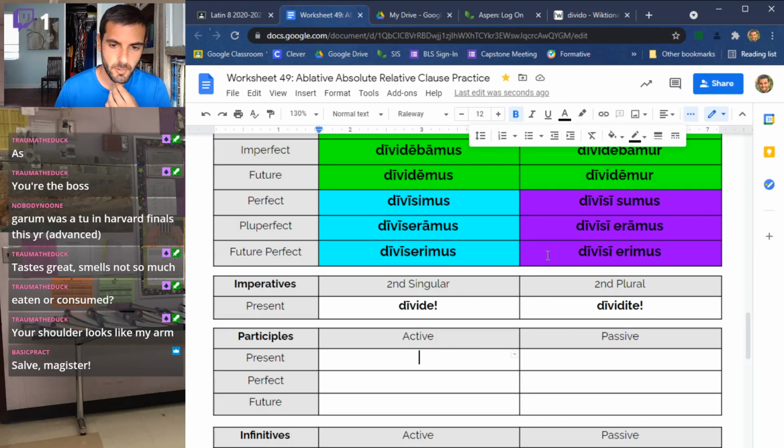My participles. These are plural and masculine, so dividentes for present active. Those are people who are dividing stuff. Divisi, things that have been divided. Divisuri, people who are about to divide something.